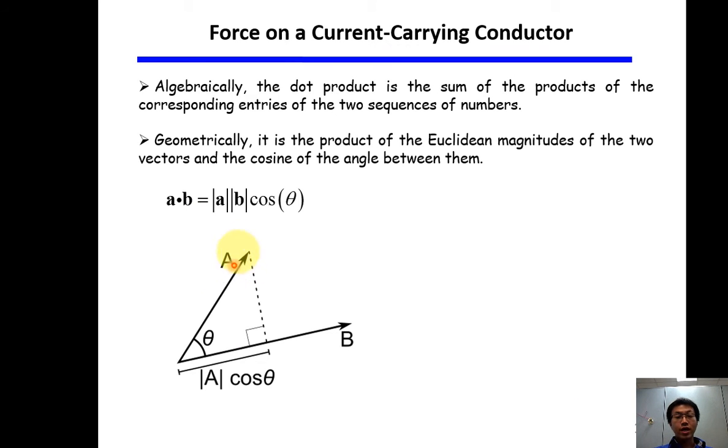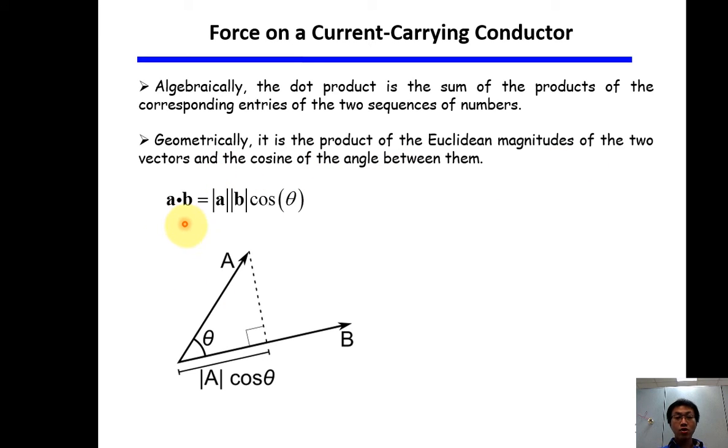Another one is a dot product. Algebraically, the dot product is the sum of the products of the corresponding entries of the two sequences of numbers. Very simple, A dot B, A times B to get the algebraic product. It can be defined as algebraic, or another one is geometrical. Our case is geometrical. So geometrically, it is the product of Euclidean magnitude.